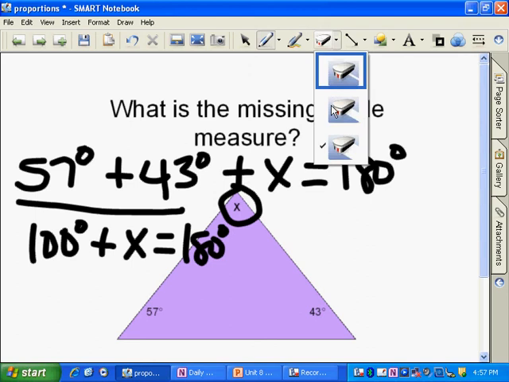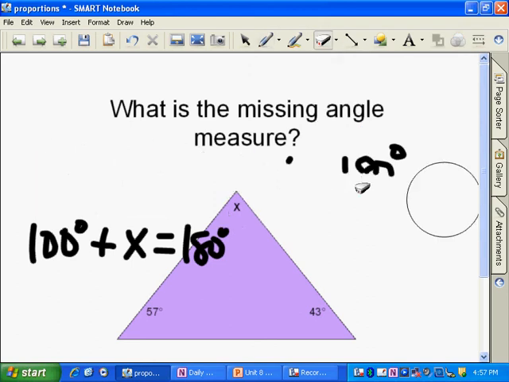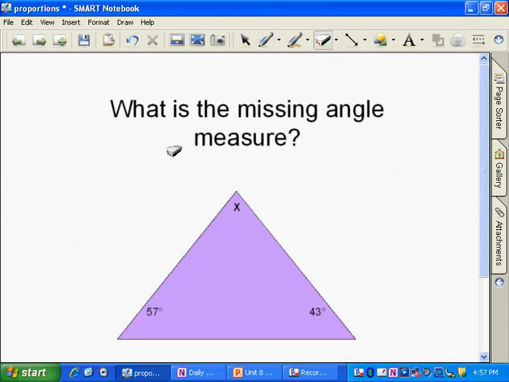If you are ever given angle measures and told to determine whether or not they form a triangle, you could add them up, and if it's equal to 180 degrees, it is a triangle. If it's not equal to 180 degrees, it cannot possibly form a triangle.